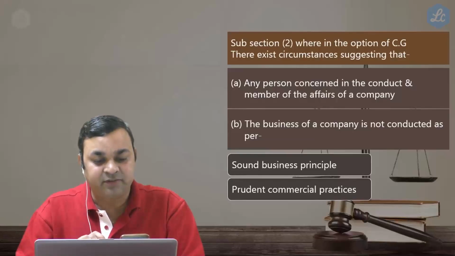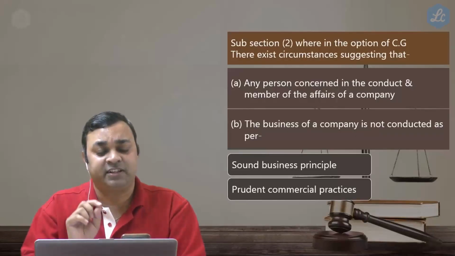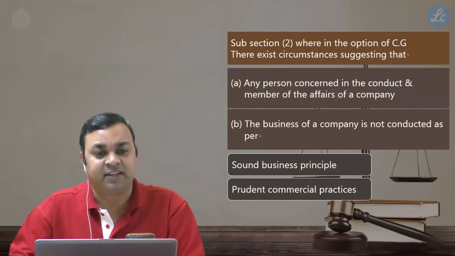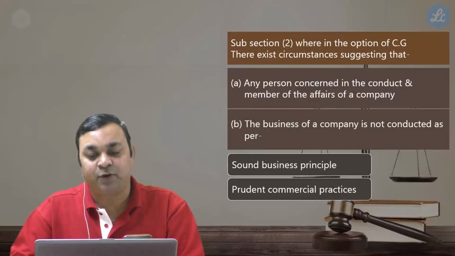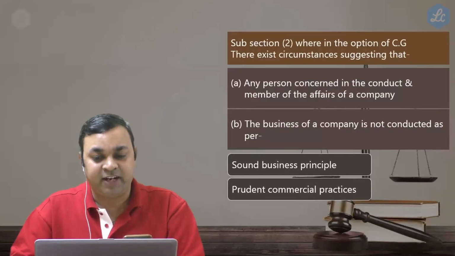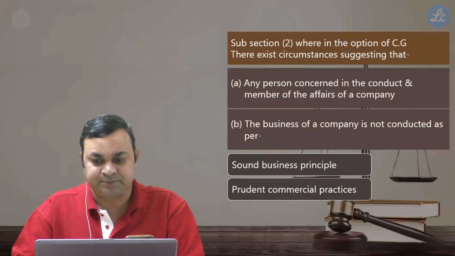Second point: the business of the company is not conducted as per sound business principles, meaning a businessman's principles that he follows while doing any business are not followed by that person. These are called sound business principles or prudent commercial practice.